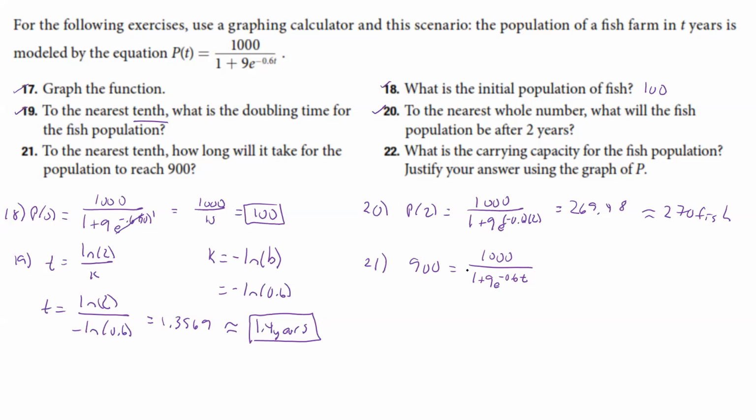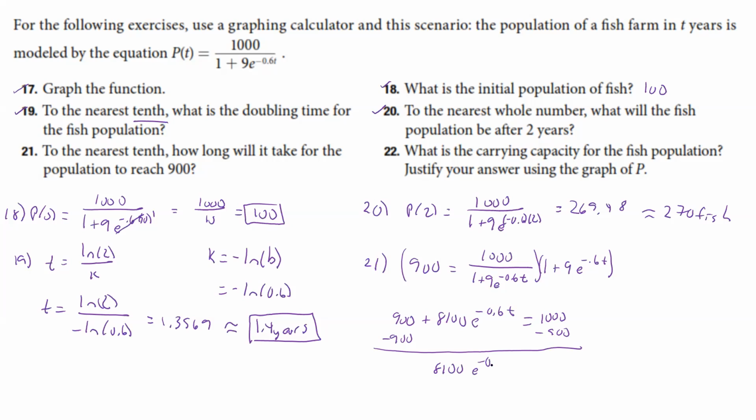Well, I'm going to multiply both sides by the 1 plus 9e to the negative 0.6 t. So on this side, it's gone. So on the other side, we're going to have 900. 900 times 1 is 900. Then 900 times 9 is going to be plus 8100 e to the negative 0.6 t. And that equals the 1,000. Now we'll subtract the 900. And so now we get 8100 e to negative 0.6 t equals 100.